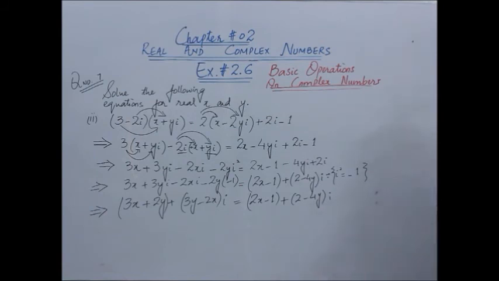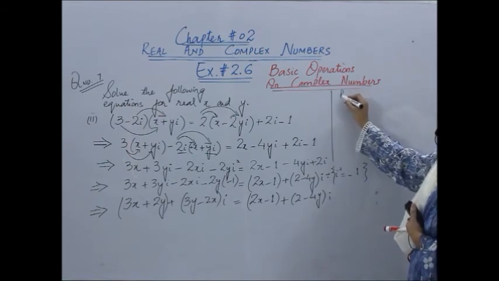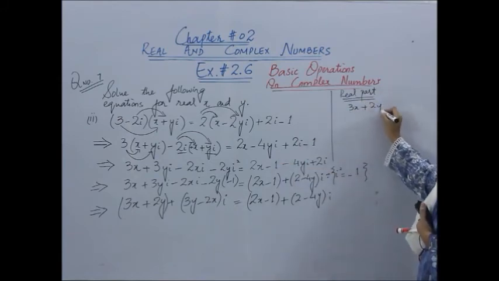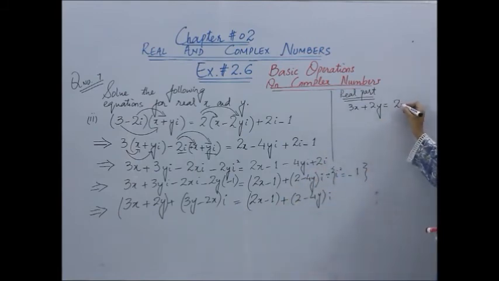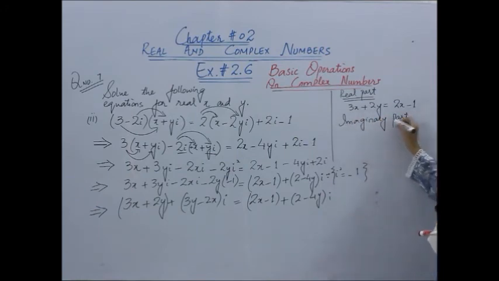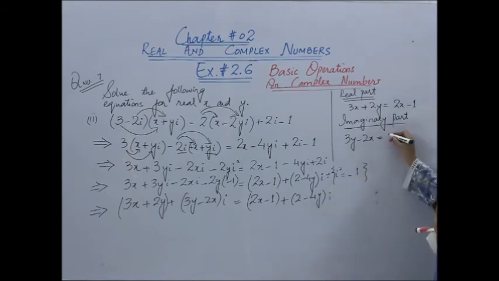Now students, question is very simple. You will equate the real part with the real and imaginary part with the imaginary. Fine. What would we have? Real part on the left hand side is 3x plus 2y, and on the right hand side real part is 2x minus 1. And what about the imaginary part? Yes students, imaginary part on the left hand side is 3y minus 2x, and imaginary part on the right hand side is 2 minus 4y. Now we have two equations. Let us mark this equation as equation 1 and 2 and solve them simultaneously to have the values of x and y.